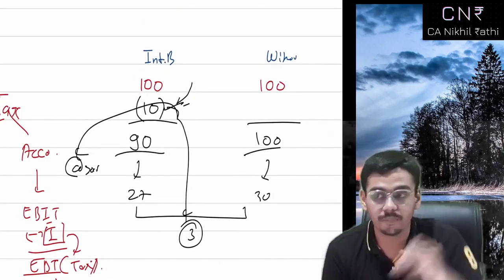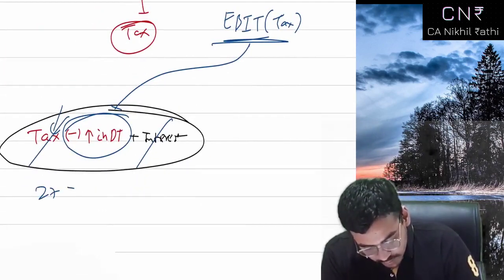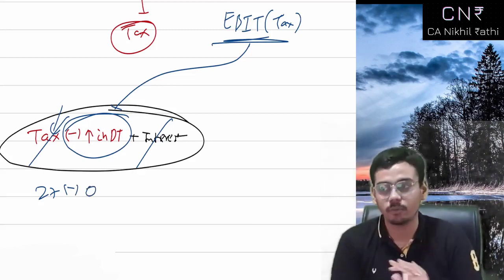What you would have done for this? You would have taken 27 as tax. Plus, let us understand, right now there is no increase, no decrease. So this is 0, deferred tax provision.